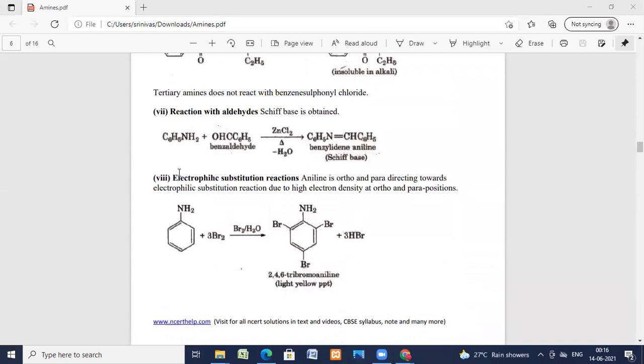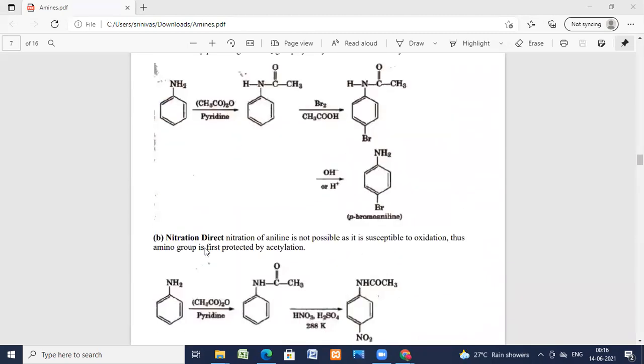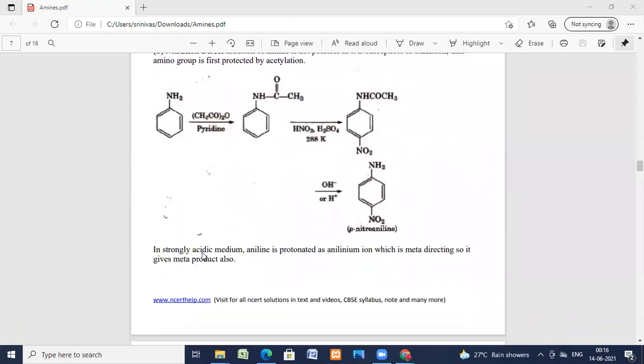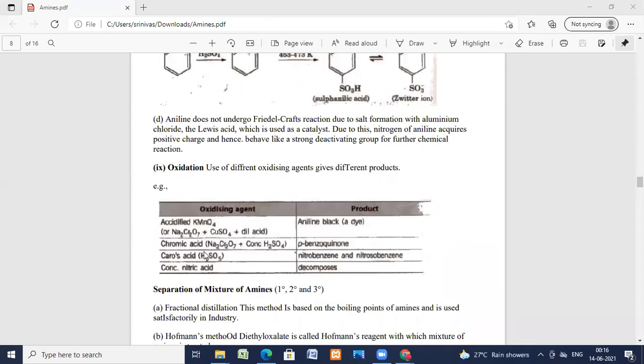Aromatic amines electrophilic substitutions we have seen. One is bromination, nitration, sulfonation. Okay, these are the three reactions. Now let us see the amines oxidation reaction. Amines on oxidation with KMnO4 give different products.